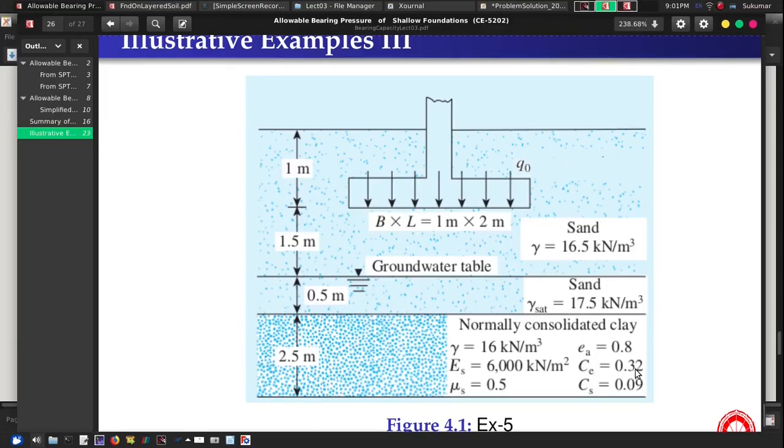Okay, and we need to find out what is the stress intensity we can place at the foundation level so that the consolidation settlement of the clay layer is 40 mm. Okay.